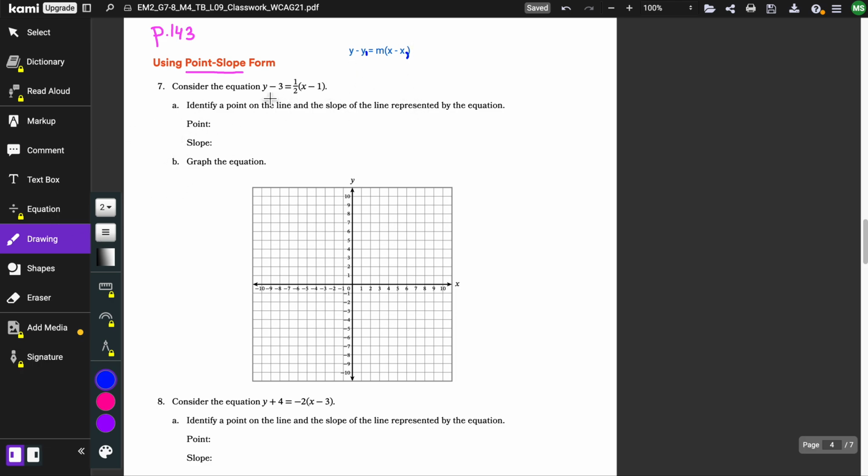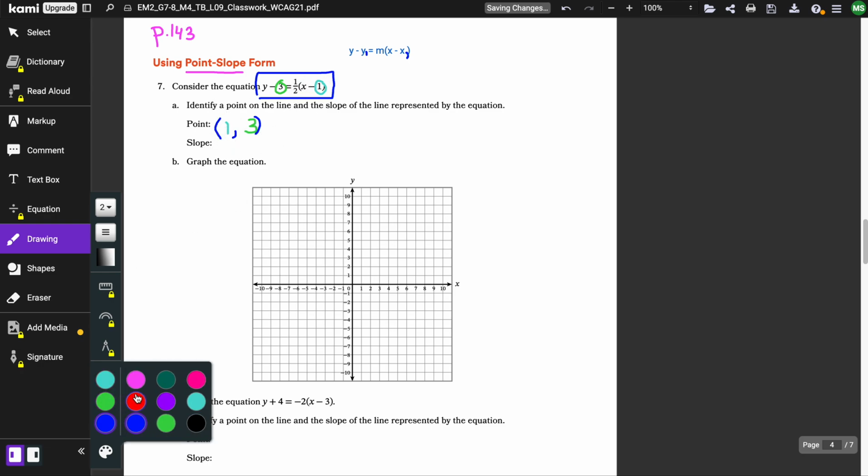So if we are looking at this equation here, we can see right from the equation what a point is. And our y coordinate of that point is actually 3. So if we're writing the point, our y coordinate is 3, and our x coordinate is 1. Since there's both negative signs here, we know that these are positive numbers because this is how the equation is written. And then we can see right from the equation also that we have a slope of 1/2.